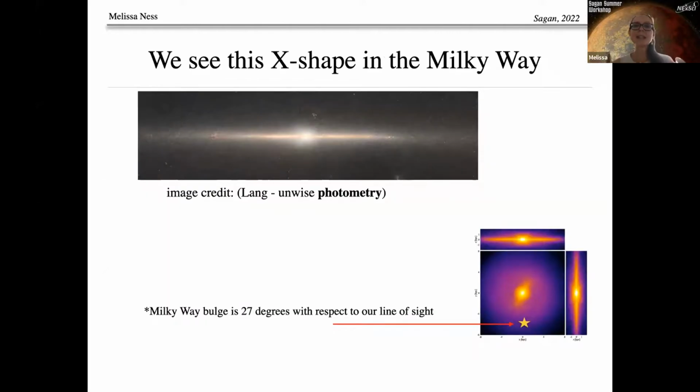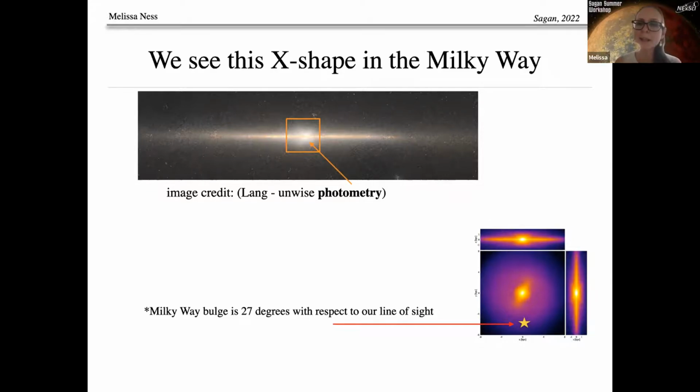Now we also see this X-shape directly in the photometry of the Milky Way in the infrared. This is seen in the unWISE photometry from the WISE satellite. You can see that the inner region of the Milky Way traces out these X-shaped arms. If you're very observant, you can see that it is larger on the left-hand side, and that's because it's a projection effect. The bulge is at an angle of about 27 degrees with respect to us. So this is a strong signature of a bulge that is formed from the disk by dynamical instabilities.